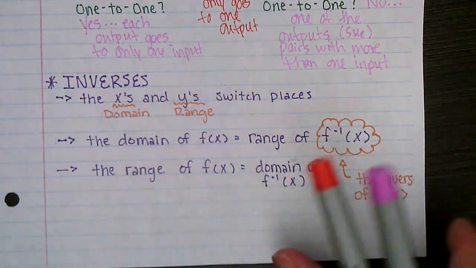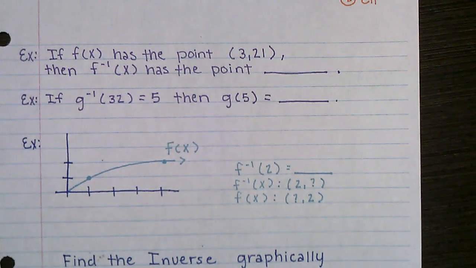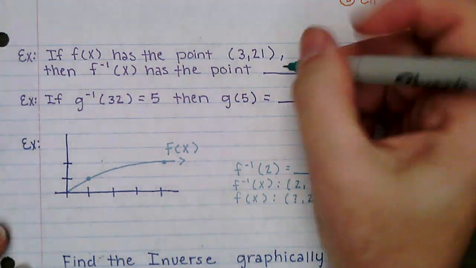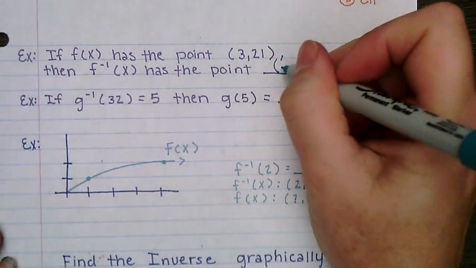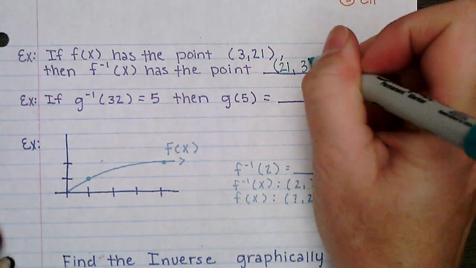So let's look at some of these situations. If our function has the point (3, 21), then the inverse function has the point, remember that the x's and the y's switch place, so that would be (21, 3).